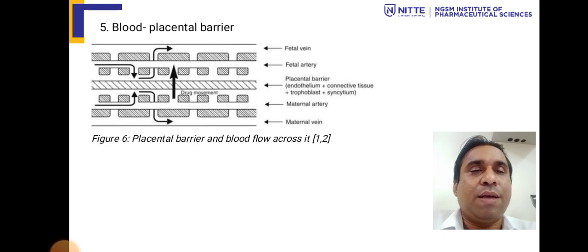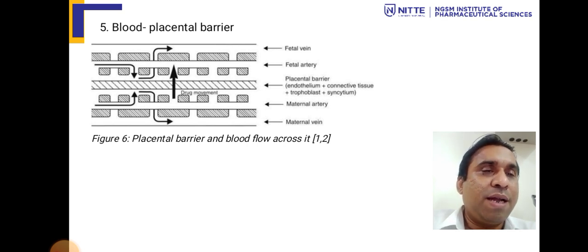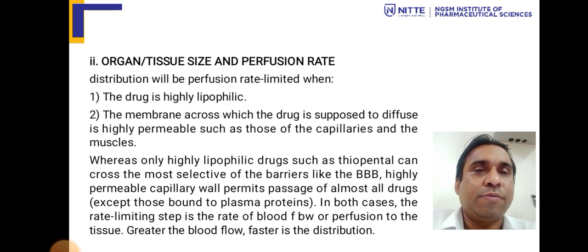Blood placenta barrier. In this case, the placenta doesn't allow many of the drugs to pass and go to the fetus. There is first a maternal vein and artery which are connected, which are tight junctions, then a placental barrier which is a thick barrier, and then there is a fetal artery and fetal vein connected to it. So it's difficult for drugs to pass through the blood-brain barrier and placenta barrier.